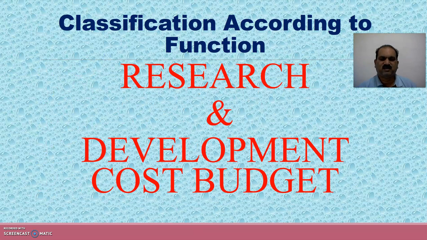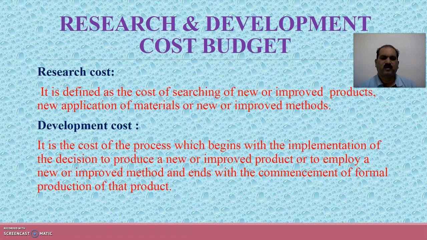Now let's see the next budget, that is research and development cost budget. Again, this budget falls under classification according to function. To understand this budget, we need to understand these two different costs, that is research cost and development cost. So first let's see what is research cost. It is defined as the cost of searching of new or improved products, new application of materials or new or improved methods. Let's see what is development cost.